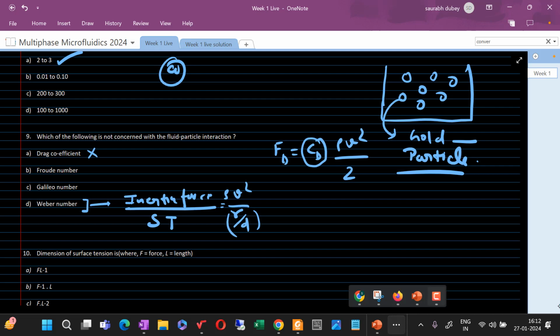Froude number is the ratio of the inertia and the gravitational force, inertia divided by gravitational force, the gravitational force on the particle. So the Froude number again depends on the particle. And for the Galileo number, you can look at any notes you are having.